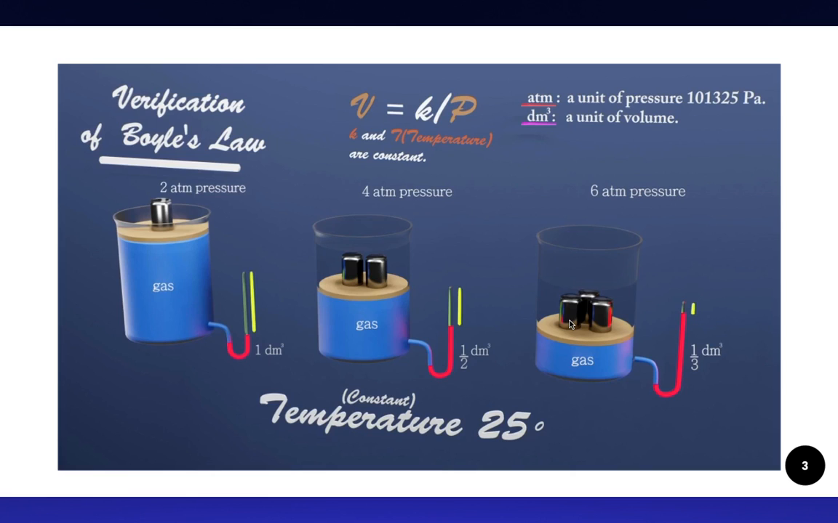Here is a visual representation of Boyle's law. So, important to point out that this is occurring at constant temperature of 25 degrees Celsius. And this time, the thing that's changing is the pressure. So, the pressure begins at 2 atmospheres, then it's increased to 4 atmospheres, and this is being represented by weights on top of a movable piston. And then it's increased again to 6 atmospheres.